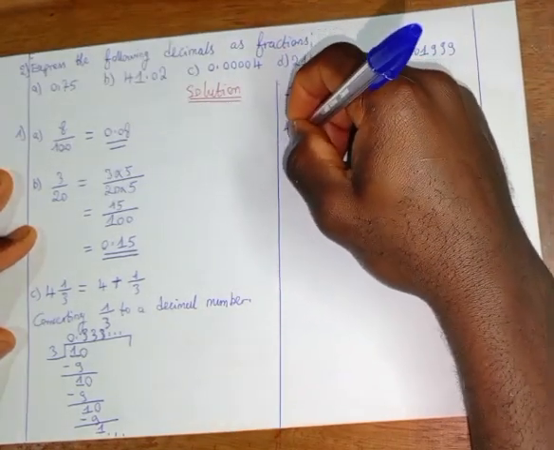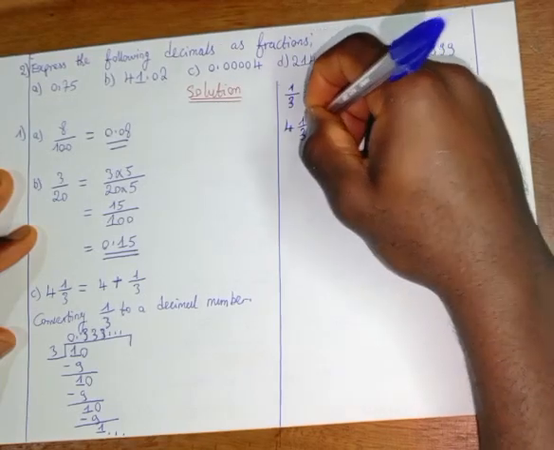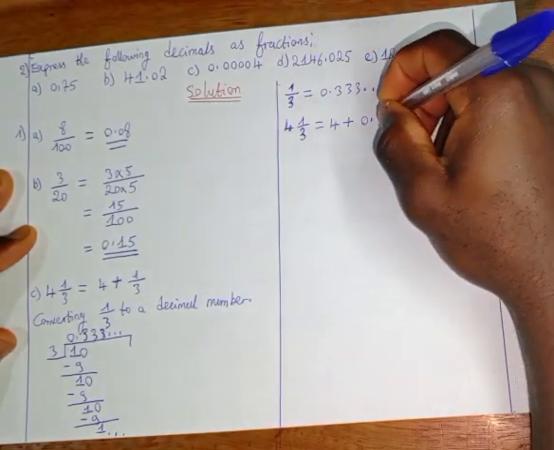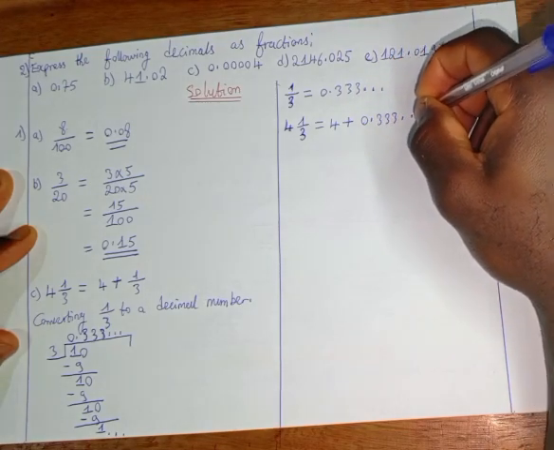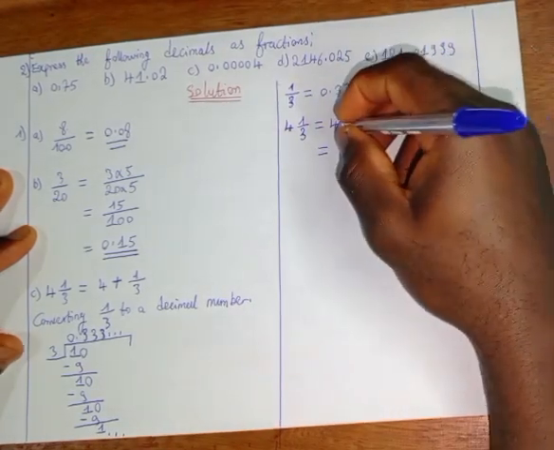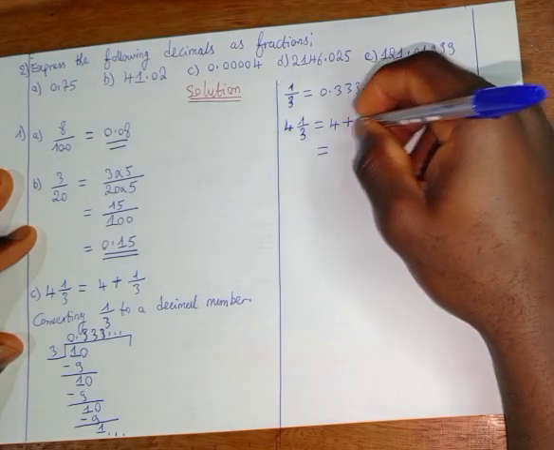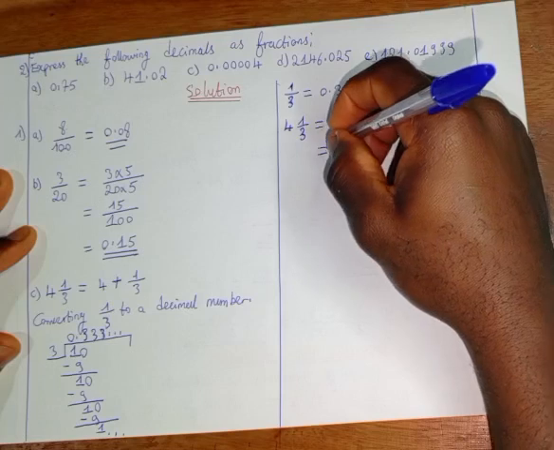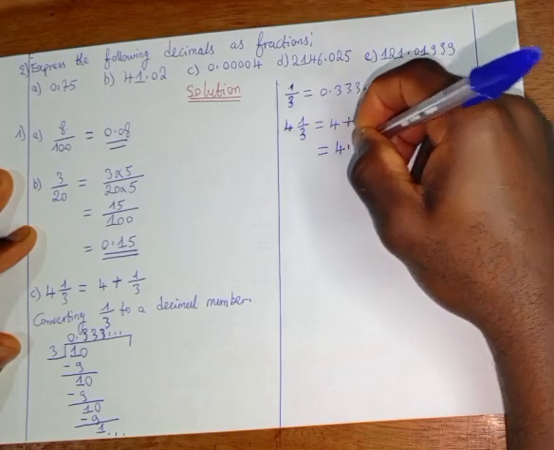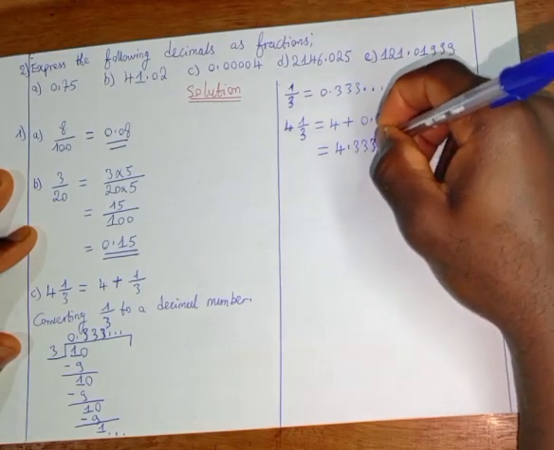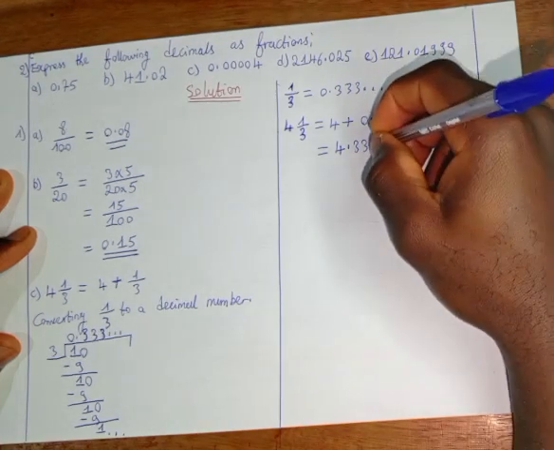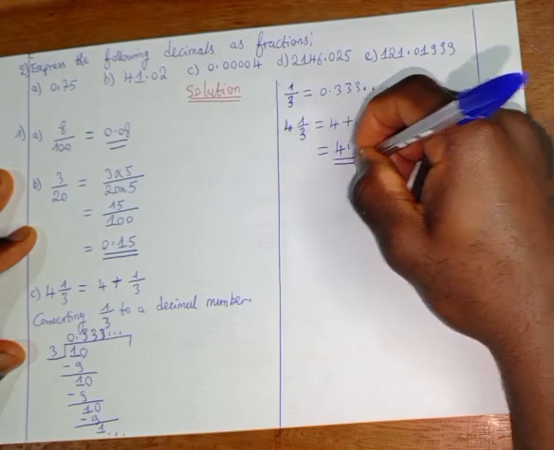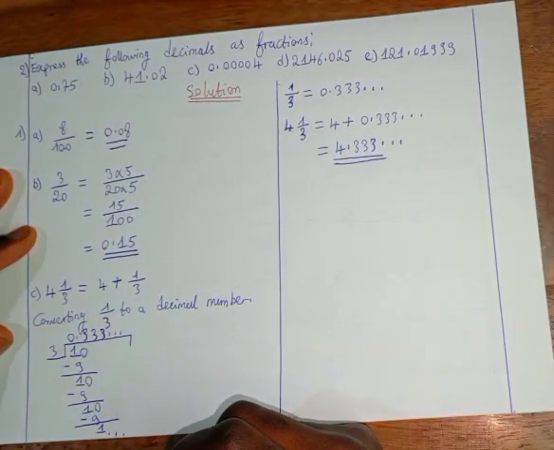4 and 1/3, fraction 4 and 1/3 will simply be equal to 4 plus 0.333, which should be equal to 4 plus 0.333. We're going to replace this 0 here for the whole number part with 4. It gives us 4.333. And I'll put the 3 dots, indicating that the digit 3 continues. And that will be the result.